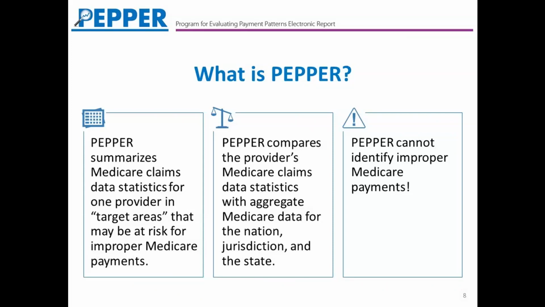These comparisons are the first step in helping to identify where your claims could be at a higher risk for improper Medicare payments, which in the PEPPER world means that your billing practices are different from most other providers in the comparison group. I do want to stress that the PEPPER cannot identify improper payments. The PEPPER is a summary of your claims data and can help you identify or alert you if your statistics look unusual as compared to your peers, but improper payments can only be confirmed through a review of the documentation in the medical record along with the claim form.